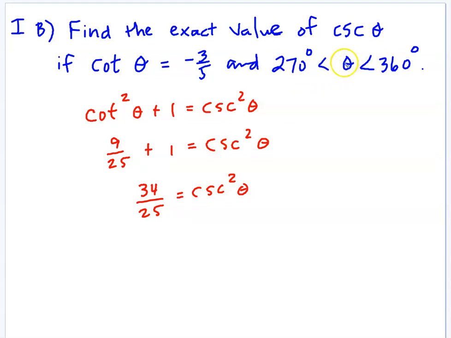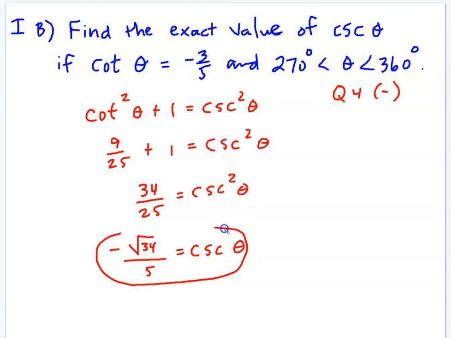Now let's go back to where theta is. Between 270 and 360 is quadrant 4. We're looking for cosecant, which is the reciprocal of sine, and sine and cosecant are negative in quadrant 4. So our answer needs to be negative when we're done. Okay, square root of both sides. The square root of 34 doesn't simplify. The square root of 25 is 5. We came up with cosecant theta, but then remembering we're in quadrant 4, that makes our answer negative.